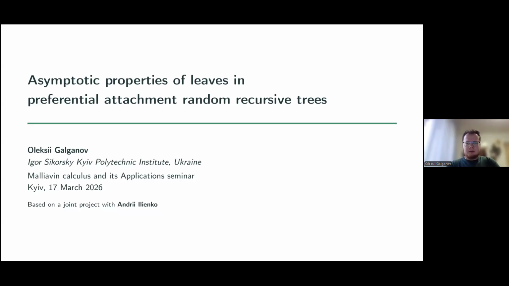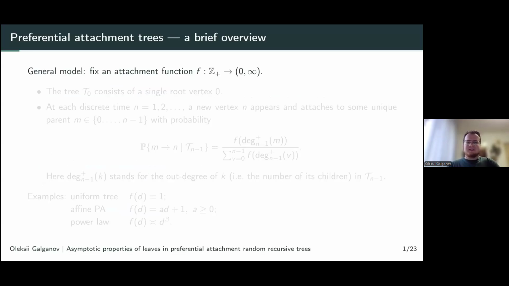Hello, everyone, again. Let me repeat the topic of the talk. It's asymptotic properties of lifts in preferential attachment random recursive trees. So let's start with the definition. What exactly are we exploring in this presentation? We start with the general description of this model.